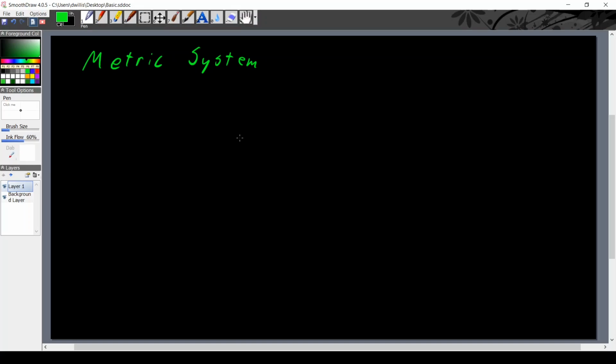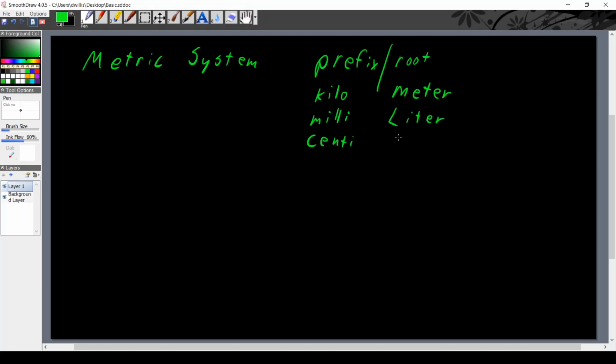The metric system is also based on a system of prefixes and roots. The prefixes are things like kilo, as in kilometer, milli, as in millimeter, and centi, as in centimeter. Those are some prefixes that you'll encounter. Your root words are your root units or base units, and that's going to be things like meter, liter, and gram.